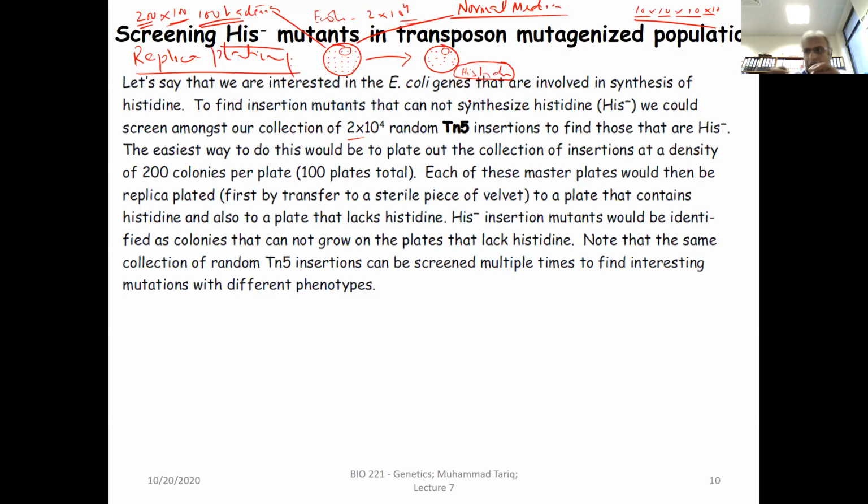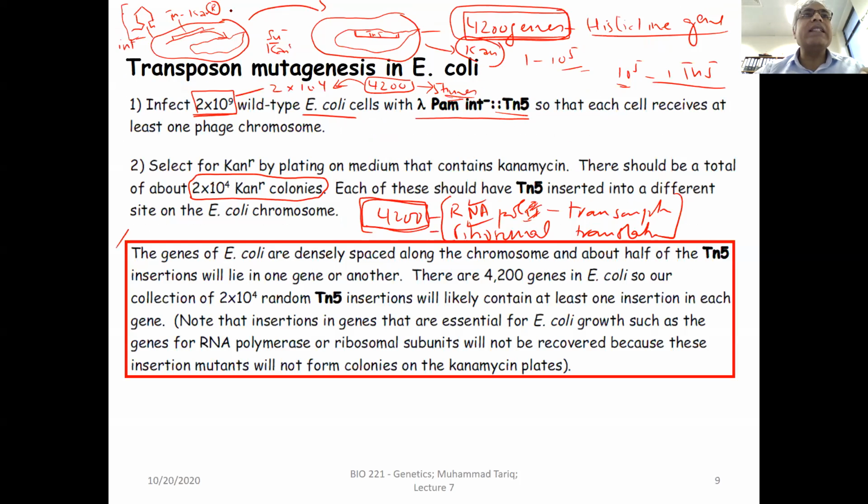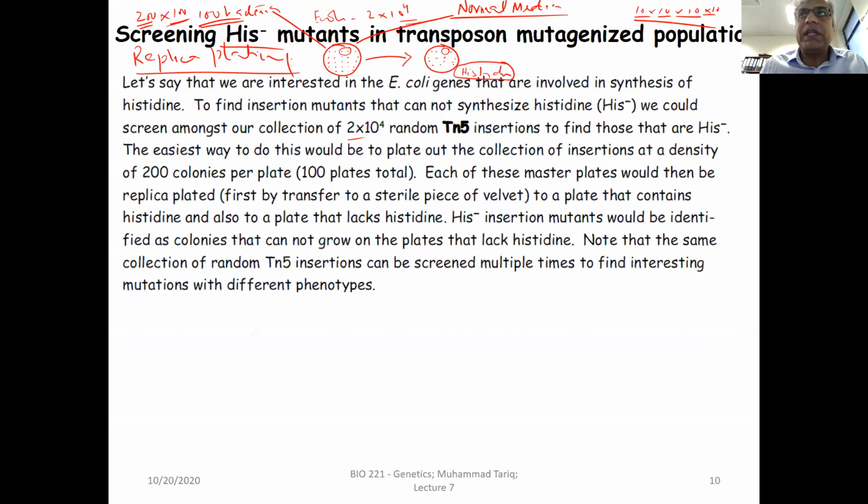Now, what we have recovered are histidine mutants, which are the result of this mutagenesis in which the phage injected its DNA. The DNA contained the Tn5 transposon, and the transposon has jumped into the bacterial genome and it has inactivated or mutagenized histidine biosynthetic pathway genes.